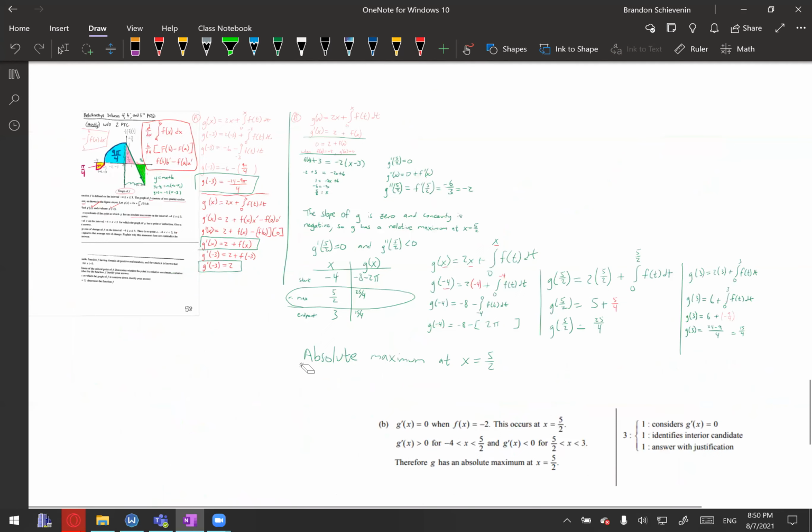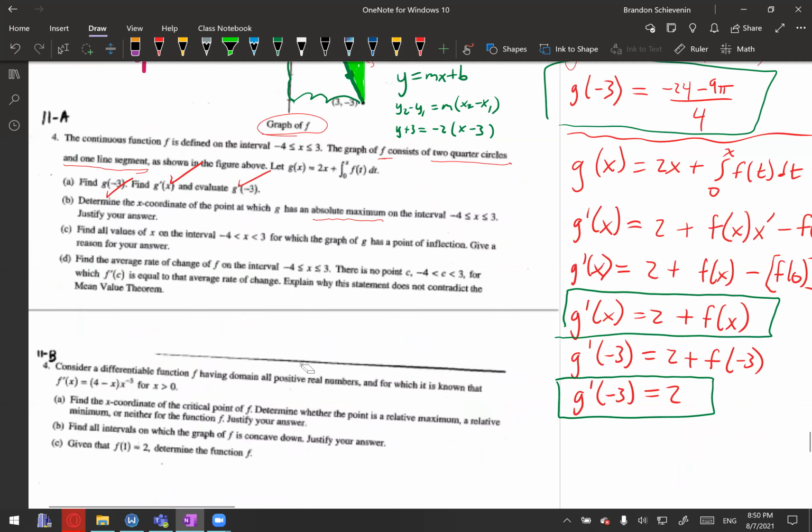Okay, that's part A. Part B. Find all values of x from -4 to 3, where the graph of g has a point of inflection, and give a reason for the answer. Okay, g will have a point of inflection whenever the second derivative of g is equal to 0 and changes sign.